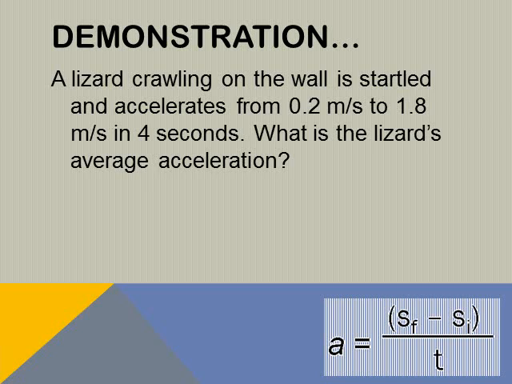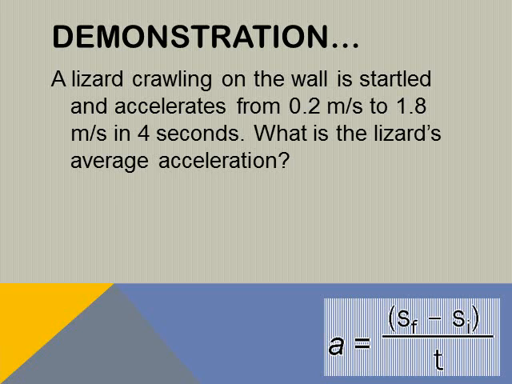So here's a little demonstration problem for you about lizards. And we all know that when we try to catch lizards, they take off really fast. Well, when they get going fast, they are accelerating from a slow speed to a faster speed. So a lizard crawling on the wall is startled and accelerates from 0.2 meters per second to 1.8 meters per second, and they do it in 4 seconds.